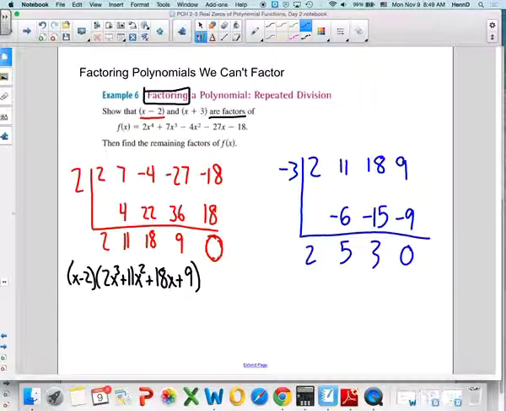Why did you do the 2 first rather than the negative 3? Just because we felt like it. If you had done the negative 3, would it have still worked out? It would still work out. Now, if you did the negative 3 first, this would have obviously been different. You wouldn't have gotten 2, 11, 18, and 9. You would have gotten something different. But once you do the second step, you would have gotten the same thing here. Because now we know that our original function could be written as x minus 2 times x plus 3 times 2x squared plus 5x plus 3.